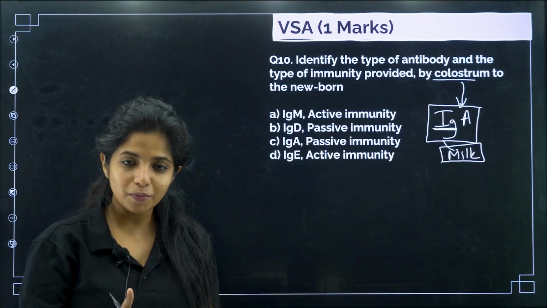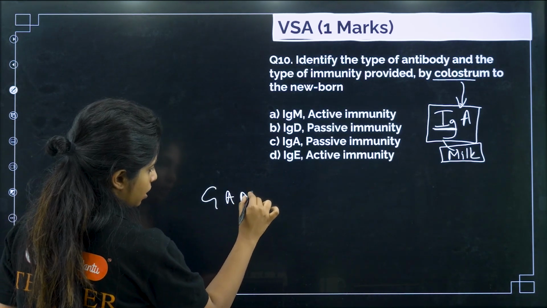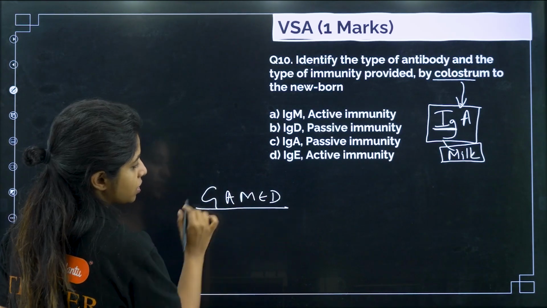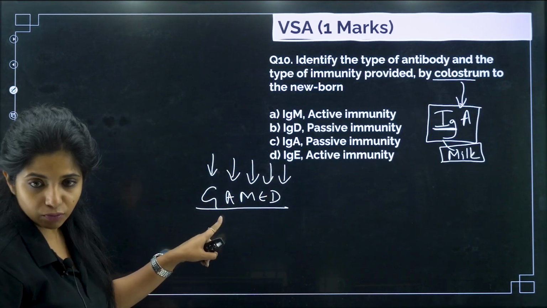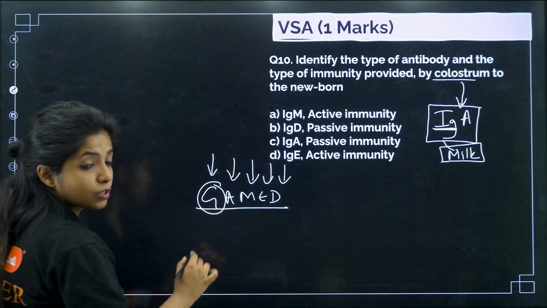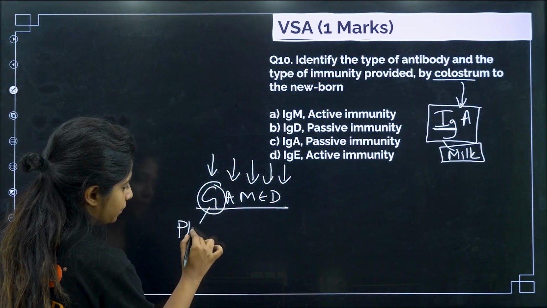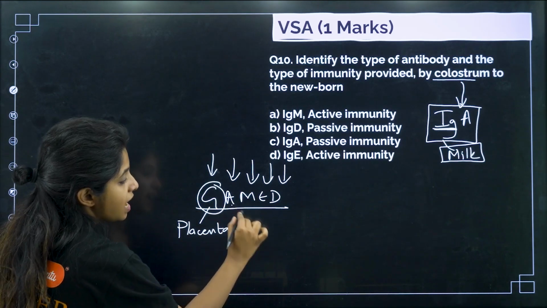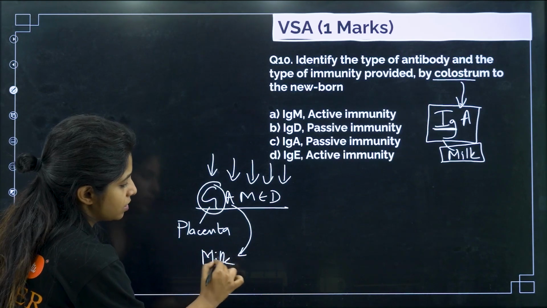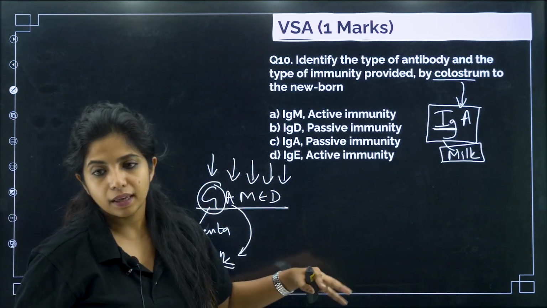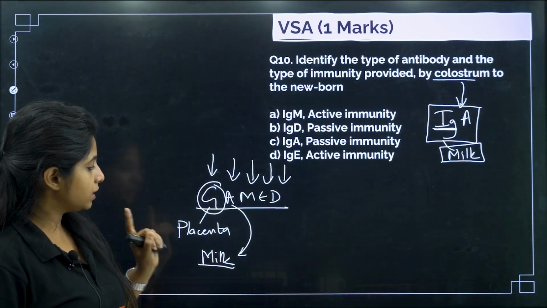Always remember A is the one that is there in the milk. How can you remember? Remember this word, GAMED. These are the antibodies: IgG, IgA, IgM, IgE, IgD. G comes first in GAMED, right? The G is the one that is transferred first from the mother to the newborn with the help of placenta. IgA is the one which is transferred with the help of milk. Then the others, the baby will be acquiring later. With time, it will be forming in its body slowly. So placenta and milk, you have to remember it.